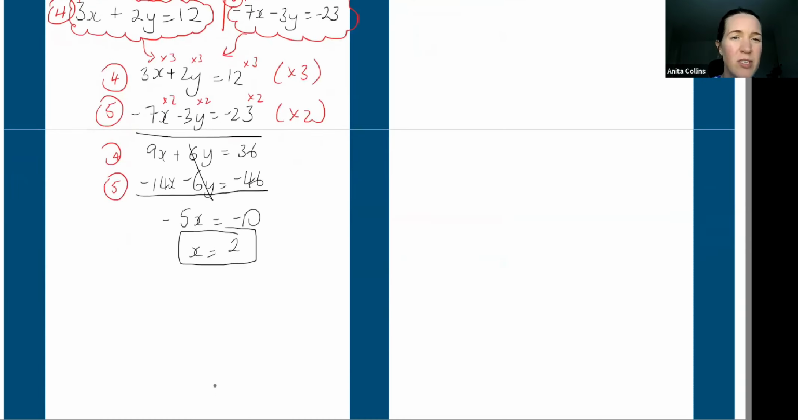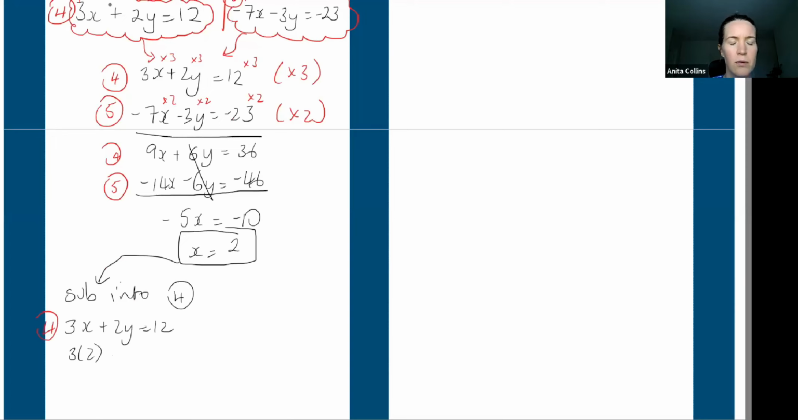So let's do that. Will we sub into 4 or 5? Doesn't matter. But I am going to state what I'm going to do. And I'll tell you a little exam tip in a second to tell you why I'm drawing these arrows and I'm stating what I'm doing. I'll explain all this shortly. Sub into 4. So I've got 3x plus 2y is equal to 12. I'm going to label it equation 4 just so I'm clear. That's 3 times 2 plus 2y is equal to 12. Now you can see I've just got one variable.